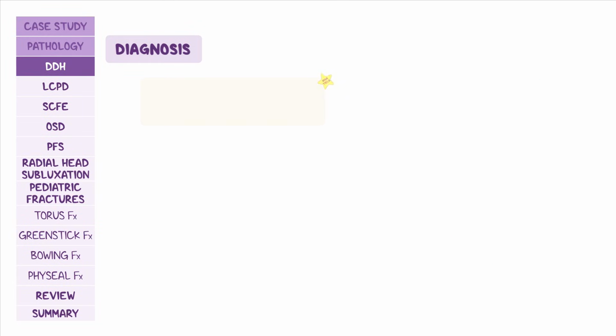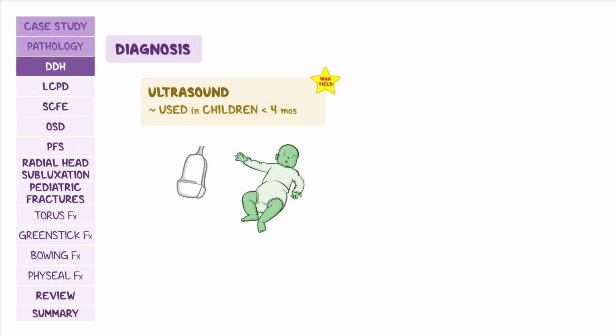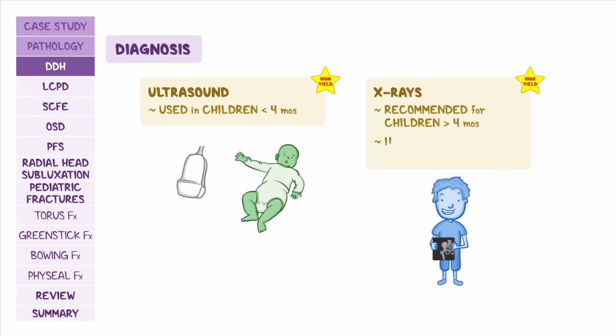In addition, imaging techniques like ultrasound can be used in children younger than 4 months of age, so as to assess the position of the femoral head and the structure of the acetabulum. On the other hand, X-rays are recommended for children older than 4 months as the hip cartilage begins to ossify and can become easily visible on X-ray.